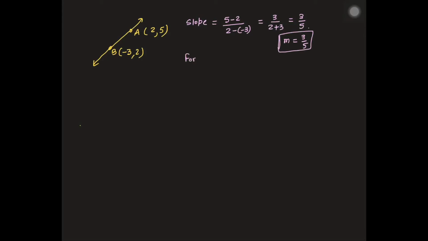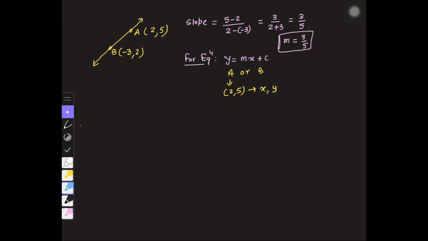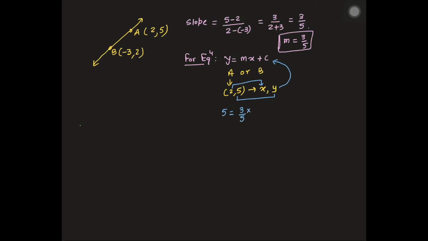Now what are we looking for? c. For the equation we need y equals mx plus c, and to figure out c, let's use A. A is (2, 5), so x is 2 and y is 5. We'll substitute in the equation. Remember, 5 is y and 2 is x. Plug in y equals mx plus c. So 5 equals m, which is already 3/5, times x, x is 2, plus c.